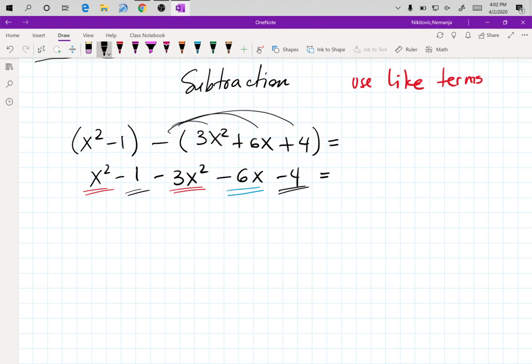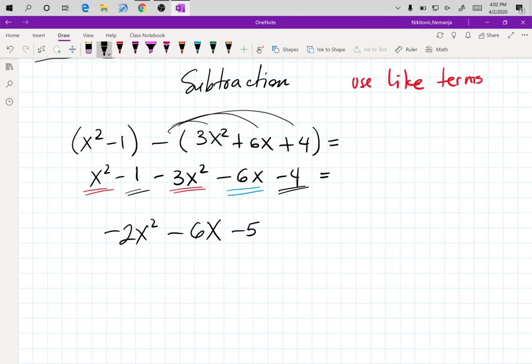X squared minus 3x squared, that's negative 2x squared. So that's my red, combined. Because you are only allowed to work with like terms. So x squared is like other x squared, which is why you can subtract them. Then we have minus 6x, because it doesn't have a partner, right? It's single. And finally, we have minus 1 minus 4, which gives us negative 5. That's the constant term.